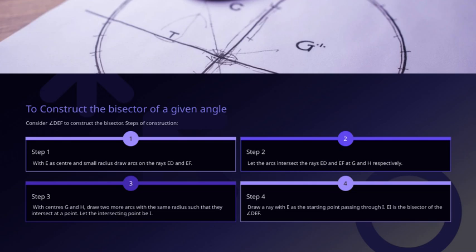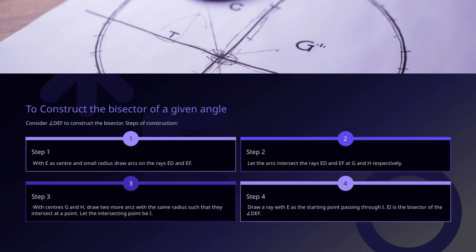Moving on to the third step, we draw a straight ray starting at point E and passing through point I. This new ray is actually the bisector of DEF. It divides the angle into 2 equal parts, which is the main goal of our construction.